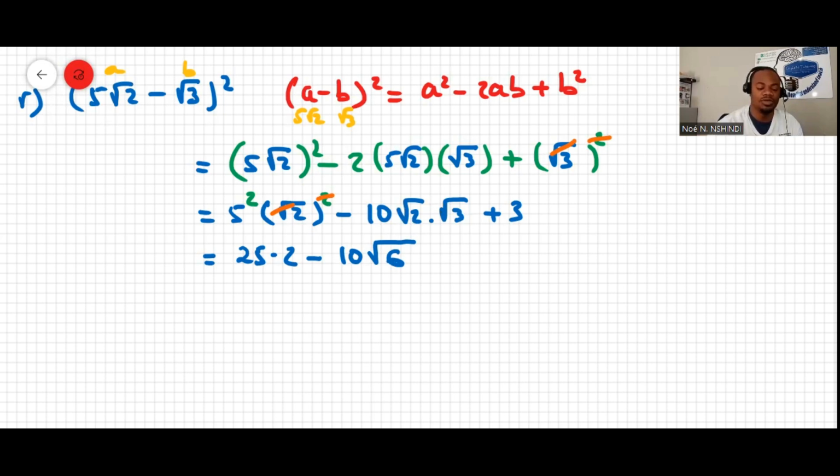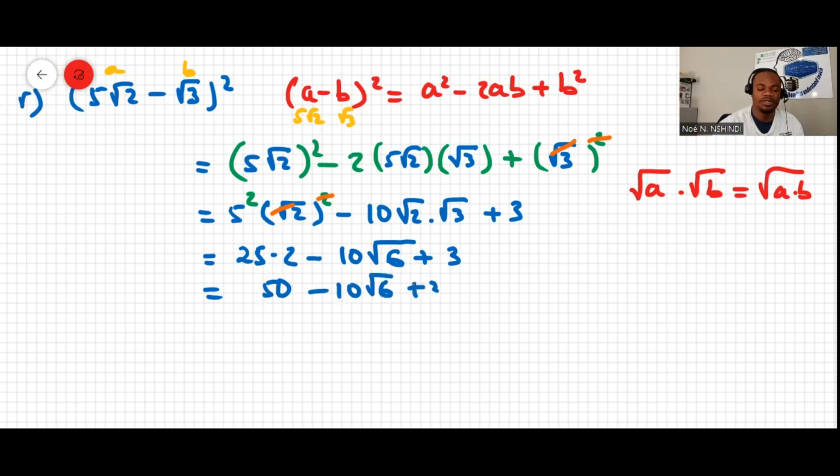So you know, square root of a, let me write it here, square root of a times square root of b equals just square root of a times b. You can combine this into one product, and then plus 3 there, that makes 50, 25 times 2 minus 10 root 6 plus 3, and then this is equal to 50.